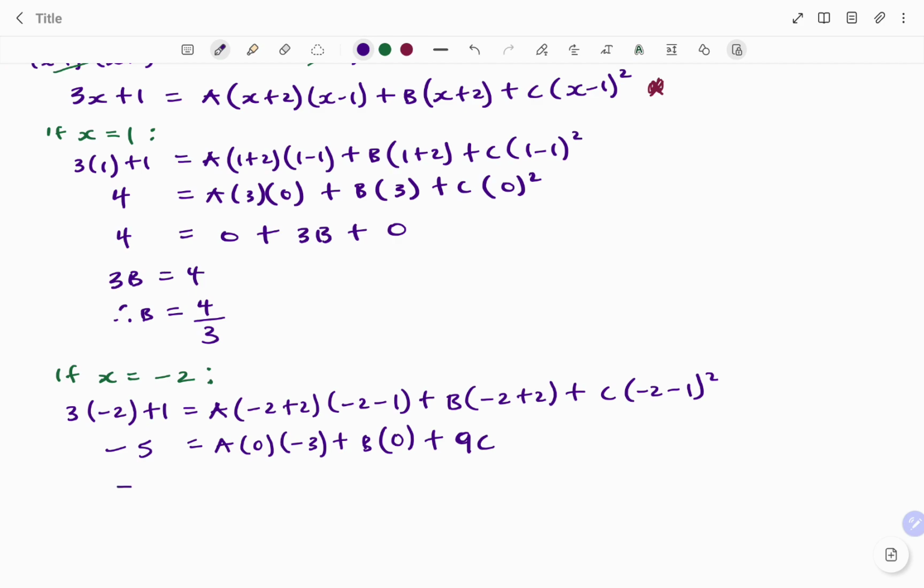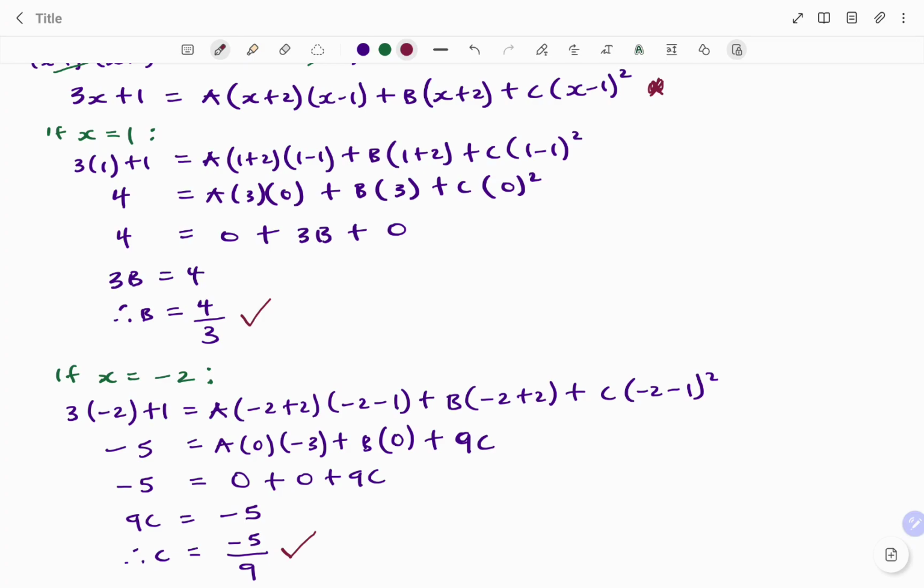I have -5 equals a times 0, that's 0, plus 0 plus 9c. Therefore, 9c equals -5. Swapping my sides, dividing both sides by 9, the value of c will be -5 over 9. So I've been able to get the value of b to be 4 over 3 and c to be -5 over 9.